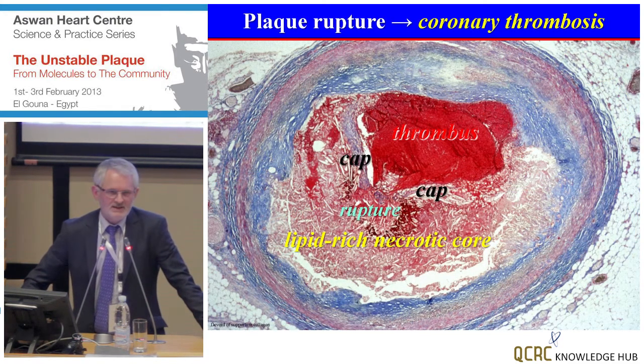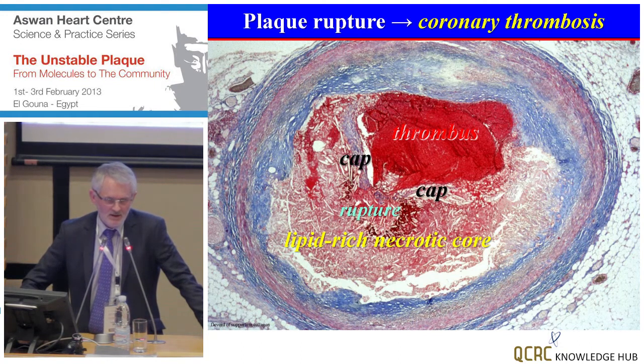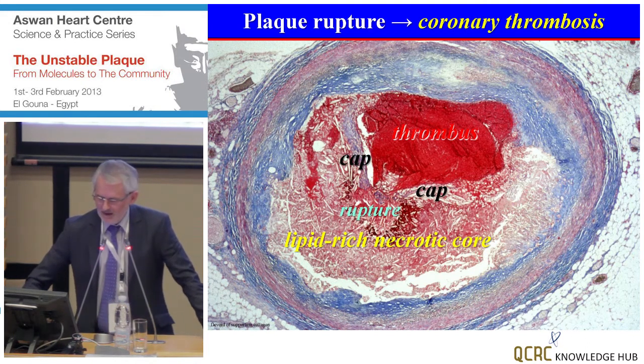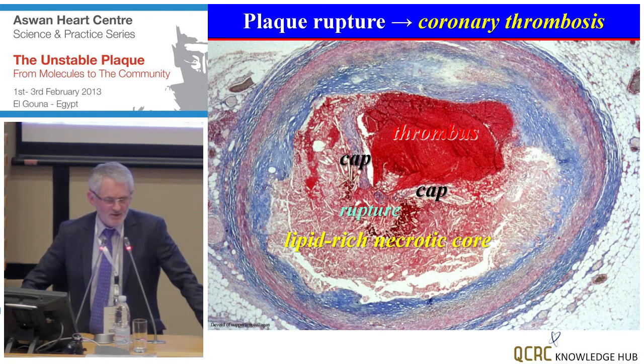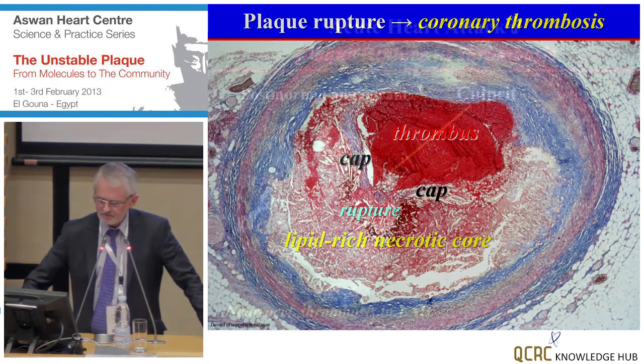I have here a cross-section of a coronary artery from a fatal coronary thrombosis: the thrombus occluding the lumen, and the lipid-rich necrotic core, totally devoid of supporting collagen. Collagen stains blue in this trichrome stain. Here we have a very thin fibrous cap and the rupture site, exposing the thrombogenic necrotic core to the flowing blood and precipitating coronary thrombosis.